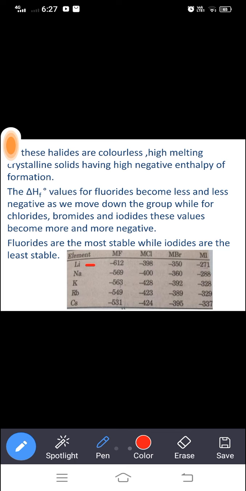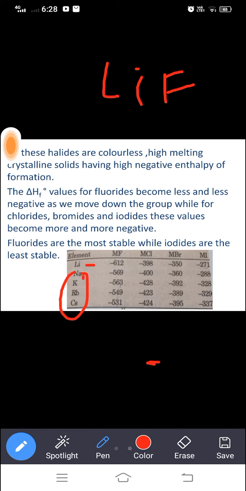I am saying lithium is small by comparison with the other metals. The first metal is the smallest, because we know that as you move down the group the size increases. So lithium is small and fluorine is also small, so the bond formed in lithium fluoride will be very strong. As we know, if the bond length is small, we can't break it that easily.